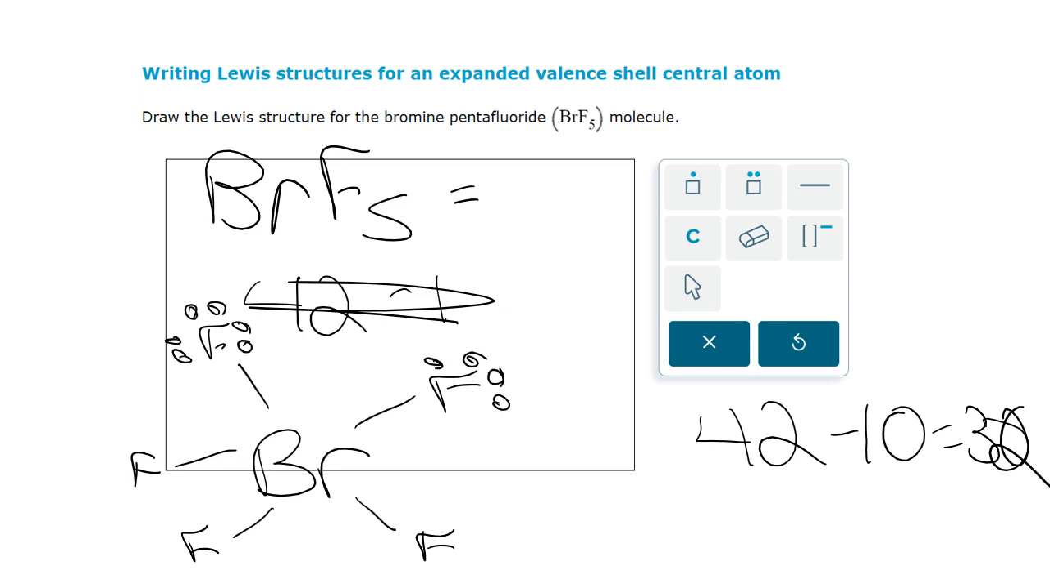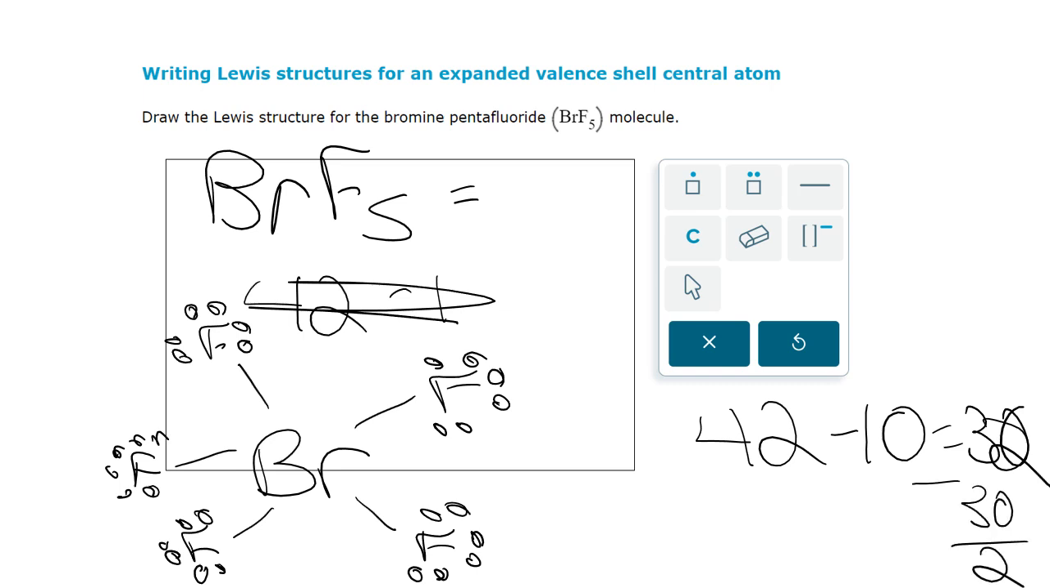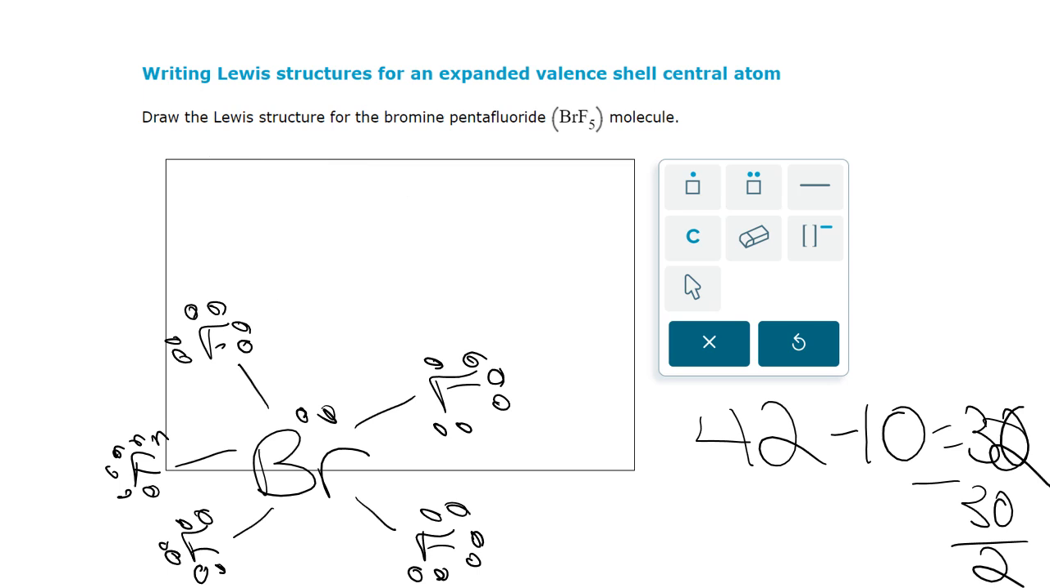Minus 5 times 6, 30. We've got 2 left. The only thing that can violate the octet rule is the center atom, so I'm going to put the remaining electrons on the center atom. This is polar because of those 2 remaining electrons. Therefore, it's no longer symmetrical. If we didn't have those, it would be symmetrical. The electron geometry, you can look in your sheet, is trigonal bipyramidal.